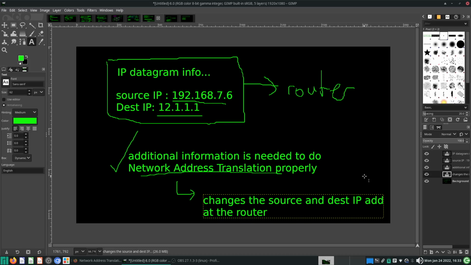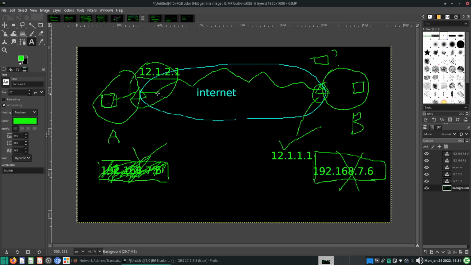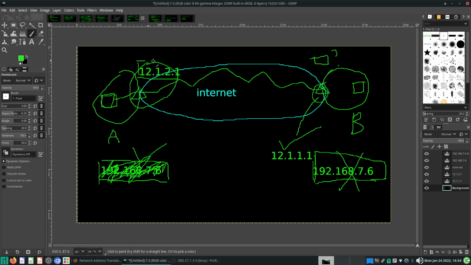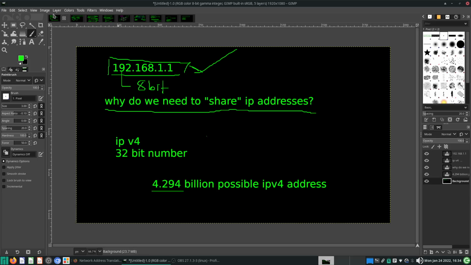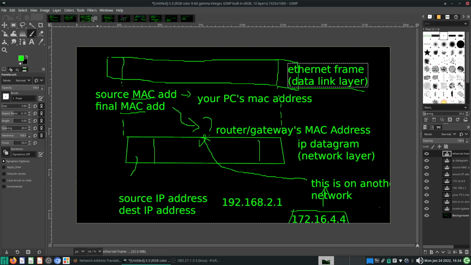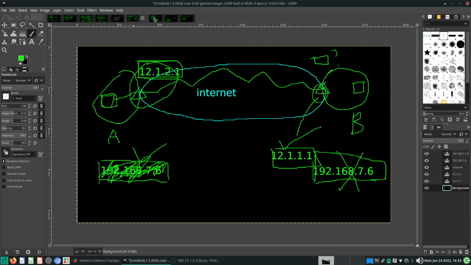So this is like half the story of how IP address space is being saved, where we keep changing the IP addresses at the router, because they are connected to different networks. And of course, as we know, addresses like these are unique addresses. There's only one unique IP address of this sort on the internet. However, when we have non-routable address space, we are able to share them. So that's how things are being done.